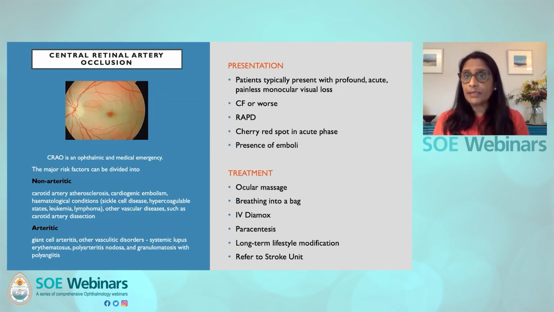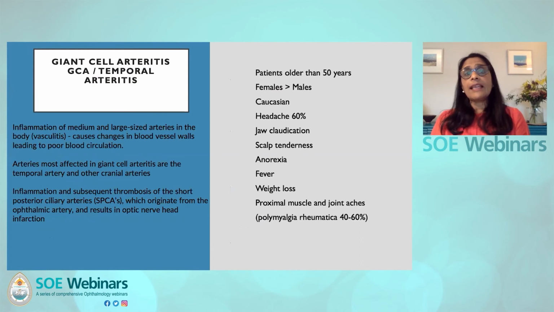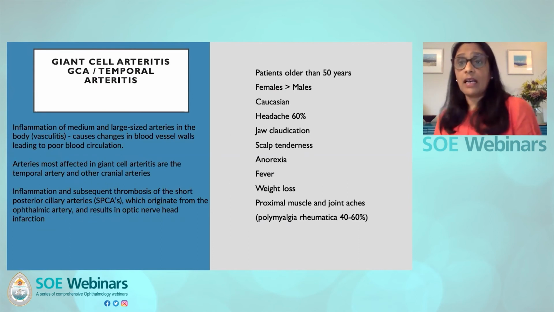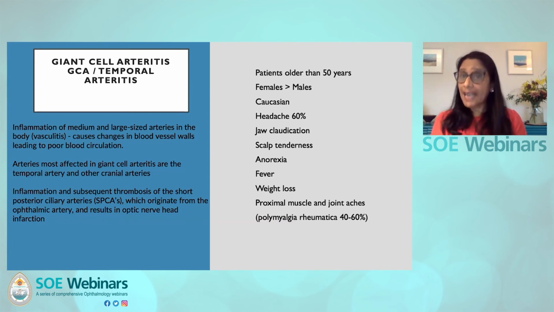And the treatment involves reducing the ocular pressure. And the other important thing is that these patients need to be referred to the stroke unit, as this could be a presenting sign of a stroke. Now, one of the presenting features of giant cell arteritis can be a central retinal artery occlusion.